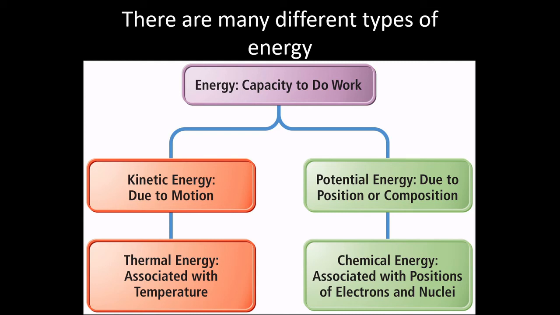Potential energy, on the other hand, is due to the position or composition of a material. So chemical energy is an example of this, because that is energy associated with the structure of atoms and electrons and nuclei, how things are arranged relative to one another. There's a certain amount of energy associated with those arrangements. Another common example of this is gravitational potential energy.